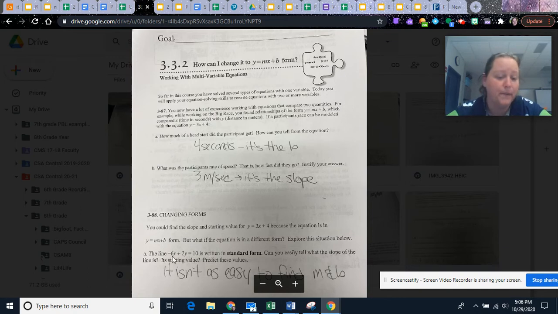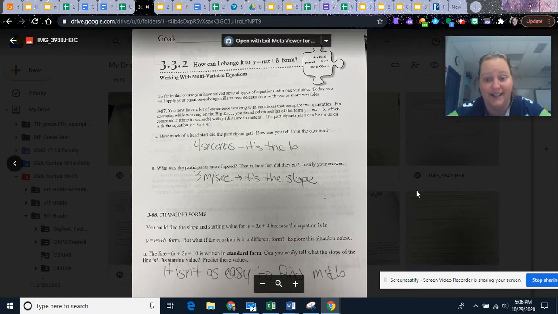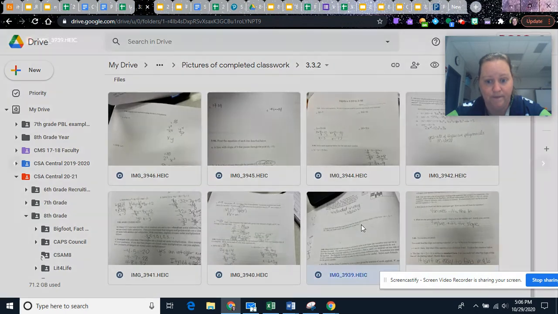Looking at this, play with that, see if you can come up with some predictions. I didn't predict because that's weird for me to do. I want you guys to predict. But I want you to notice that it is not as easy as finding m and b.